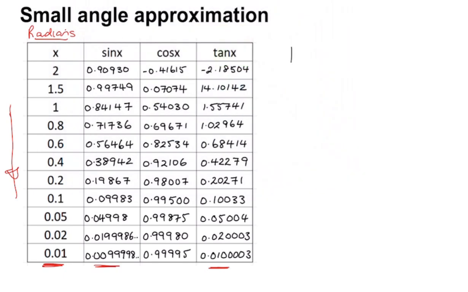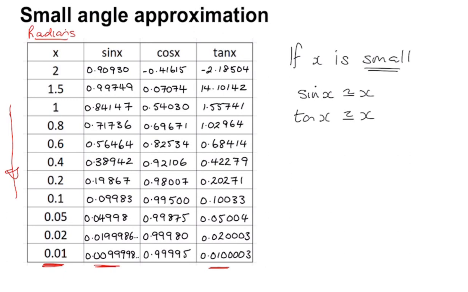So, if x is small, and we do mean very small, very close to 0, either negative or positive, the following rules we can write down. They're called the small angle approximation rules, or the small angle approximation formulae. So sin x is approximately x, tan x is approximately x, and you can see that that's true as you're going down. We're getting closer and closer.